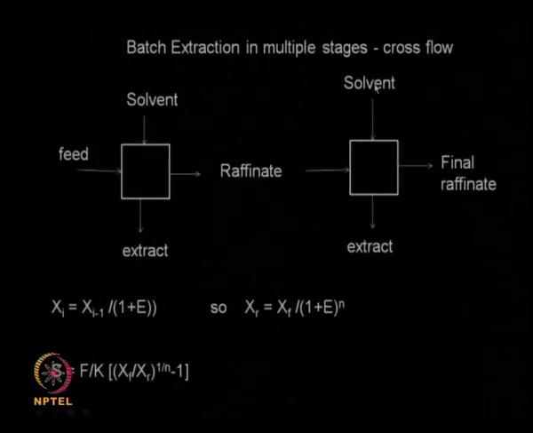The first type of stage operation, let us consider the cross flow design. That means you have a stage, your feed is entering, solvent is entering here, it is extracted. Now the raffinate goes to the next stage, again you are adding some fresh solvent, and something is getting extracted. Again the raffinate leaves from stage 2, goes to stage 3, again fresh solvent is introduced, again you extract. Like that you can have a large number of stages, n stages, and every time you are adding fresh solvent.